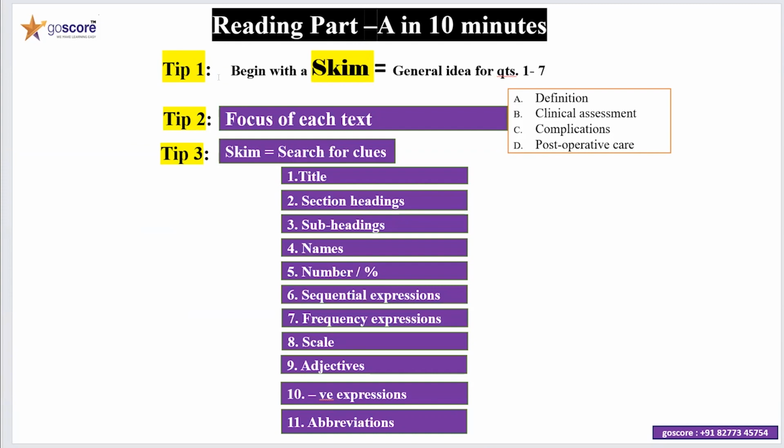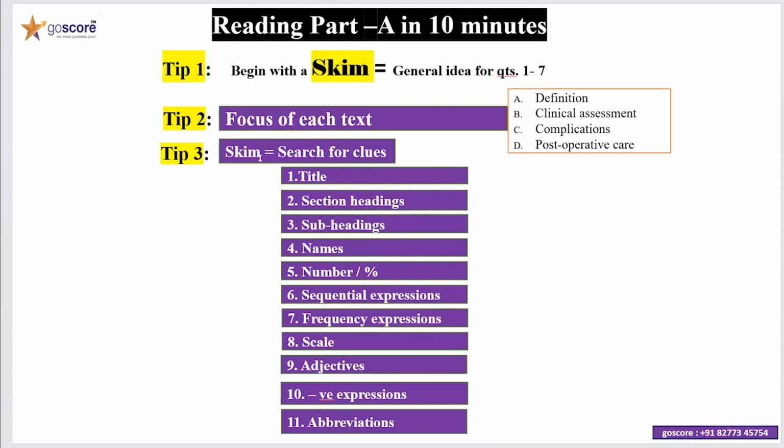Tip number 1, begin with the skim. Skim the paragraphs so you get a general idea for questions 1 to 7. Tip 2 is the focus of each text. You have to know the focus or the sequence of the text. For example, if text A is definition, text B is clinical assessment, text C is complications, and text D is post-operative care, then this is the sequence of this particular part A.